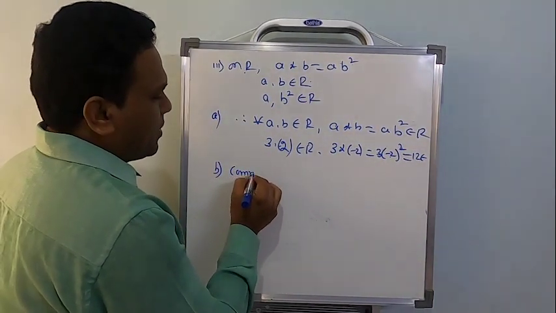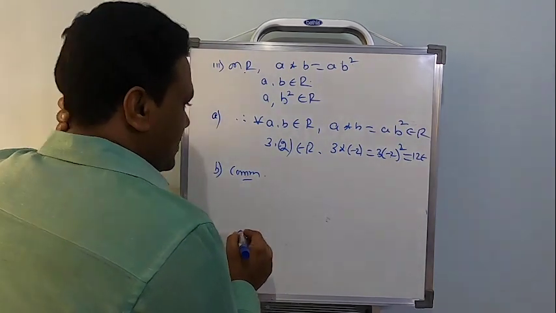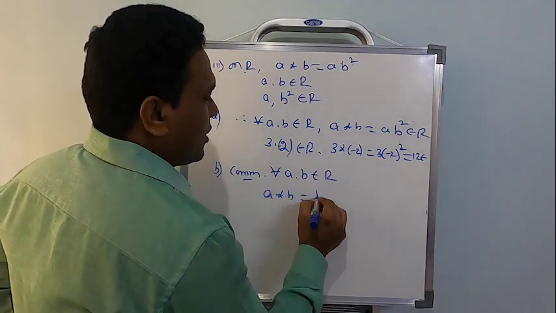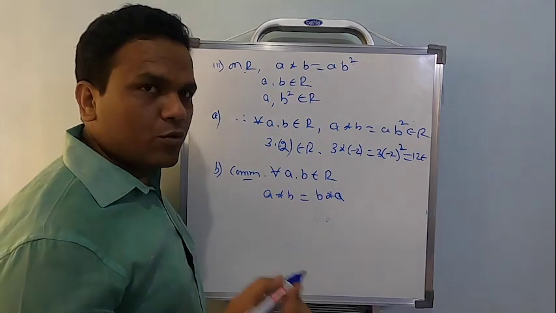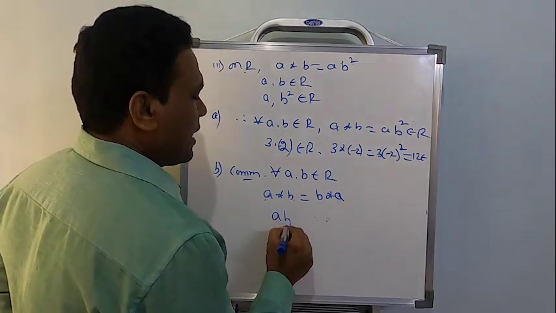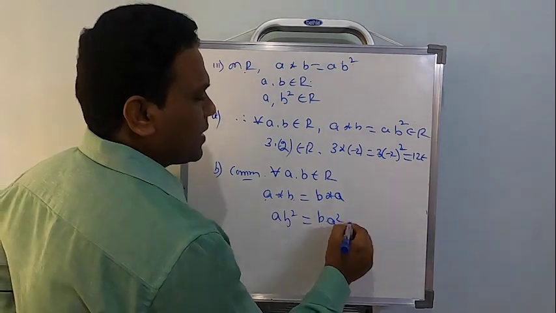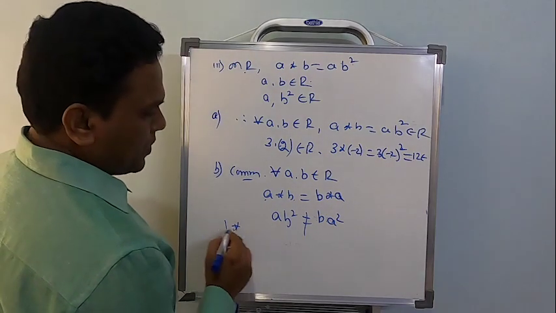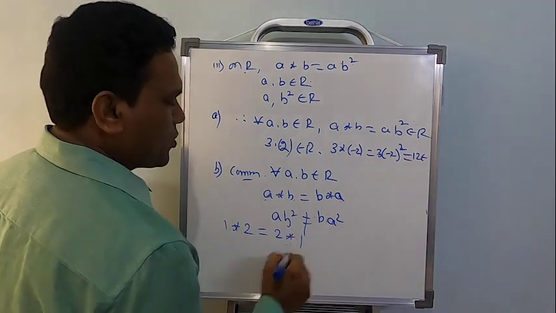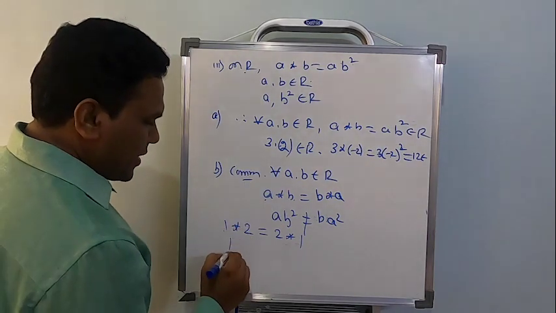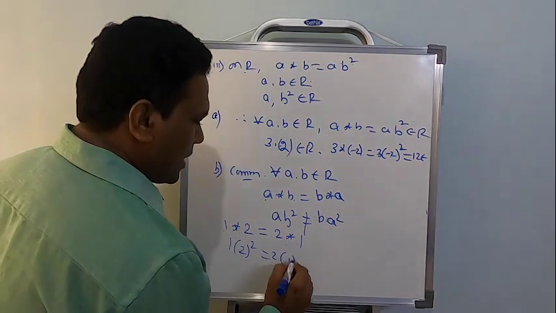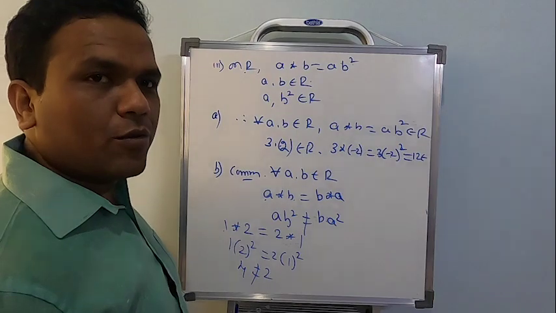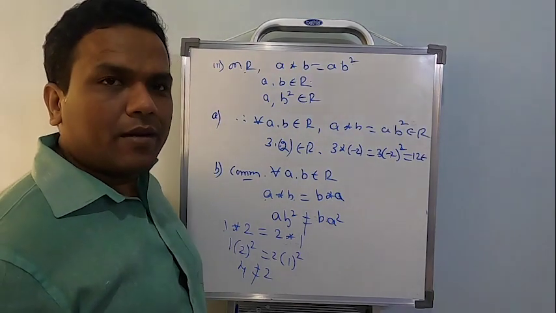Now, let us check for commutative. To check for commutative, what will we consider? For every element a, b belongs to R, a star b equals b star a. Is this true? Should I check? What is a star b? ab square. What is b star a? ba square. Can they be equal? Certainly not. I can check 1 star 2 not equal to 2 star 1. 1 star 2, according to the definition, is 1 multiplied by 2 square, and this will be 2 multiplied by 1 square. How much is this? 4. How much will this be? 2. 4 is not equal to 2. Therefore, star is not going to be commutative.